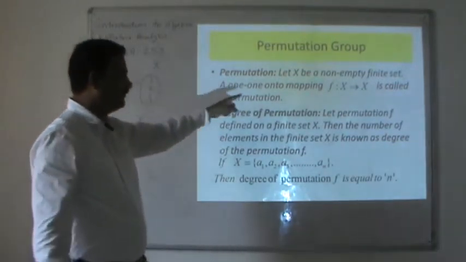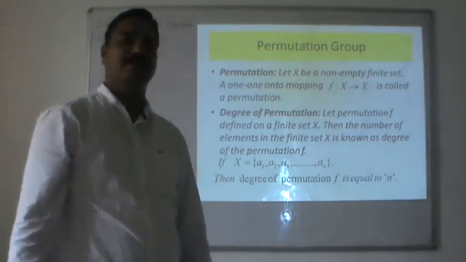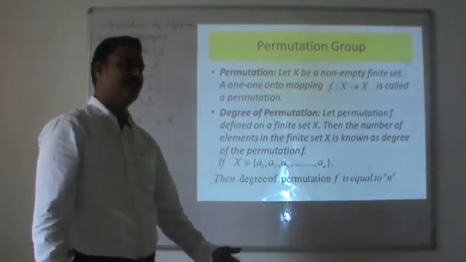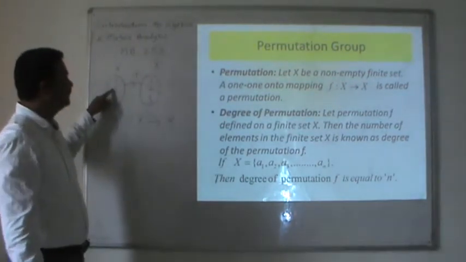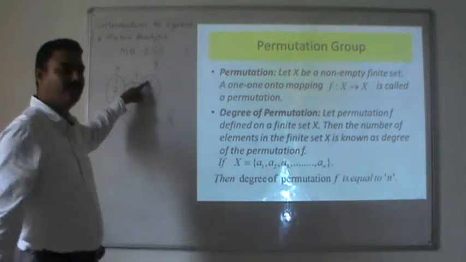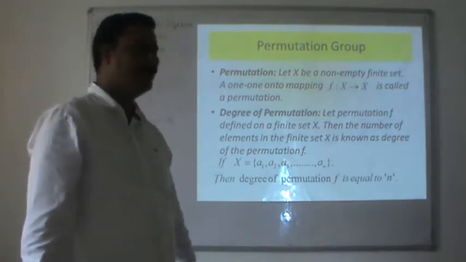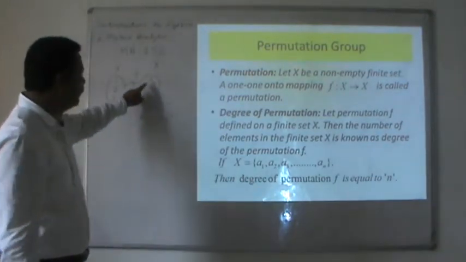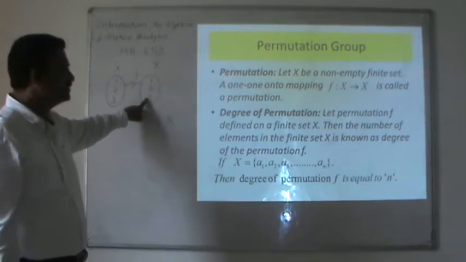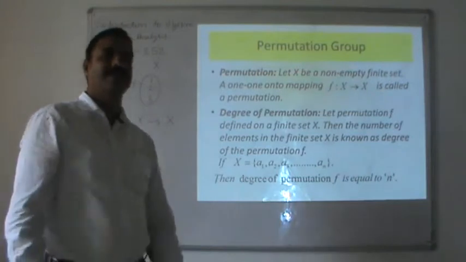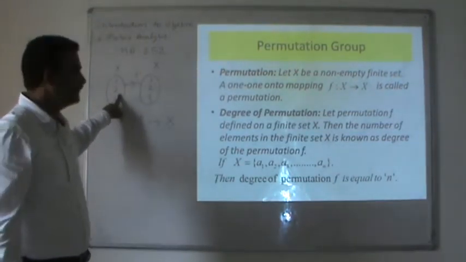If this map F is one-one and onto: one-one mapping is sometimes known as injective mapping. Injective means each distinct element of the domain set X must be associated with a distinct element of the range set. And onto means surjective mapping, which means no element of the range set is left out, that is, every element of the range set must possess a pre-image in the domain set.